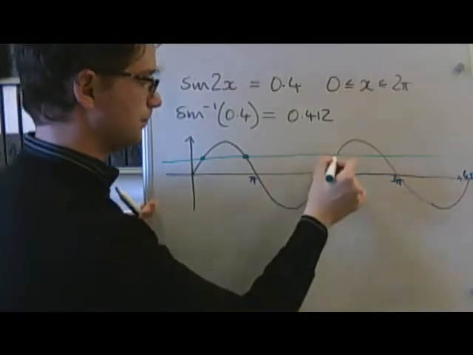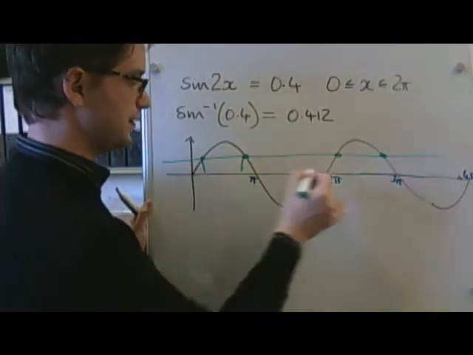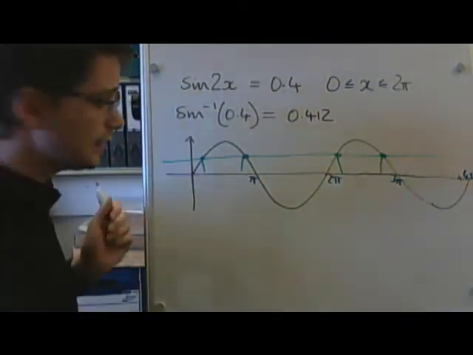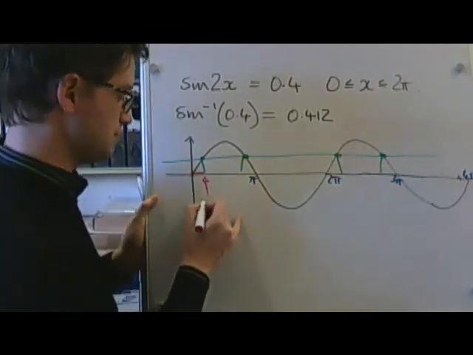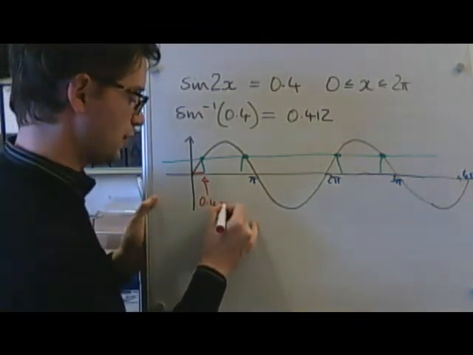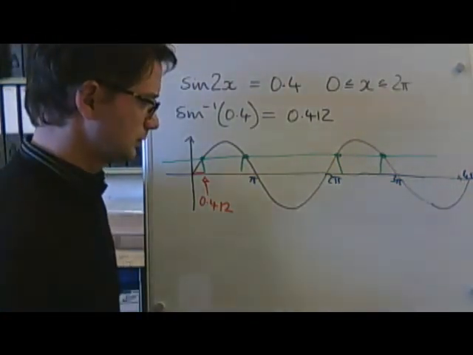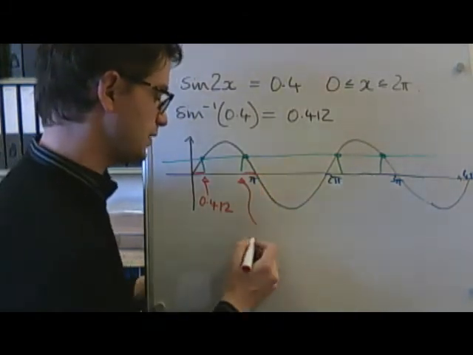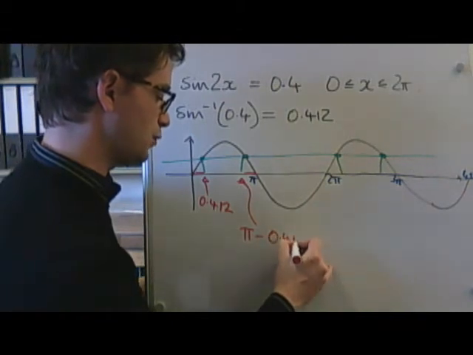So I've got solutions here, here, here, here. And the calculator has told me that this distance here, this value, is 0.412. And so, using the symmetry of the curve in the same way as I did before, this value is pi minus 0.412.